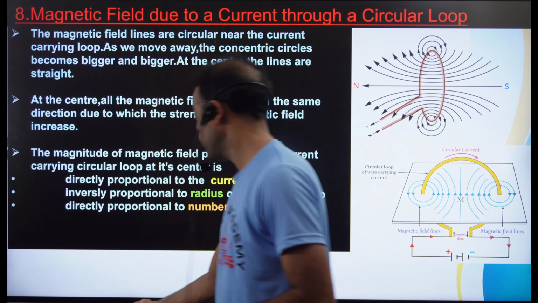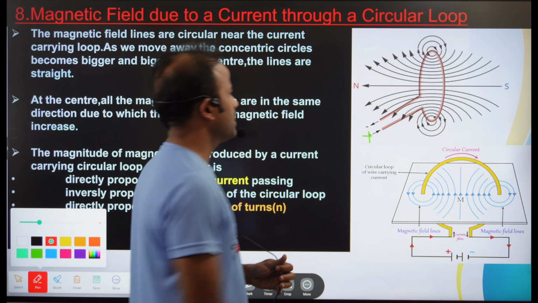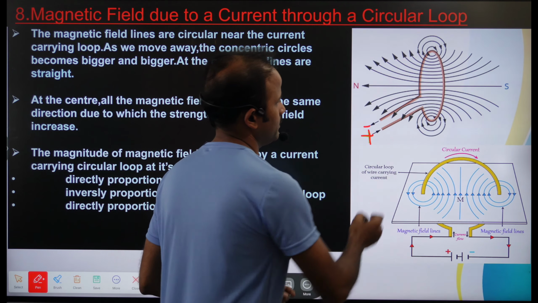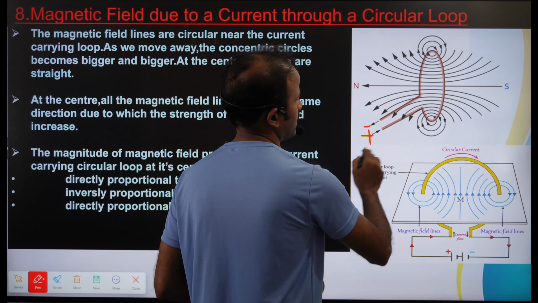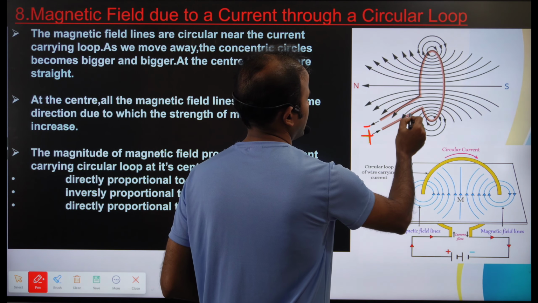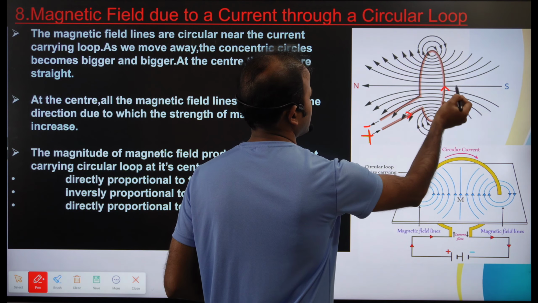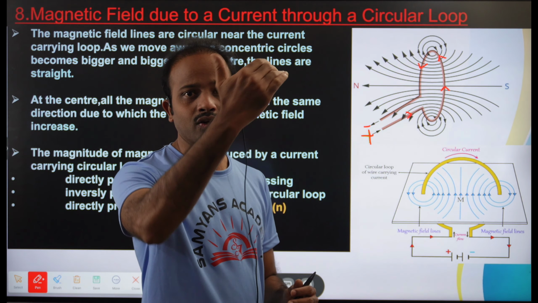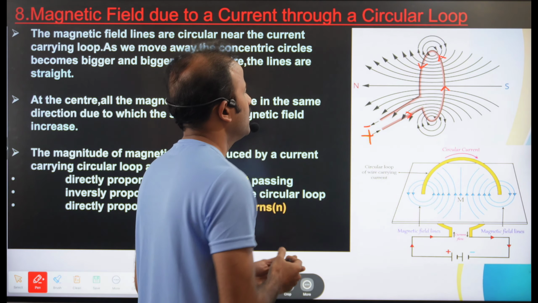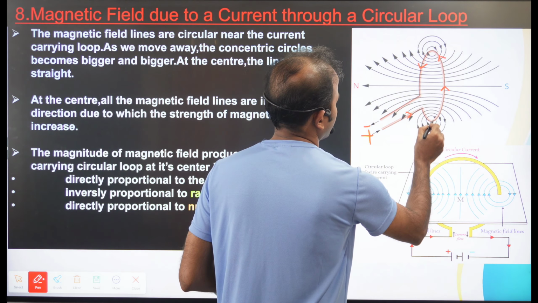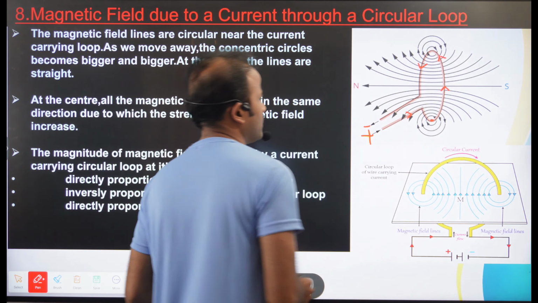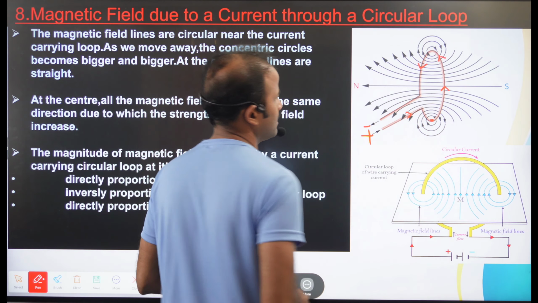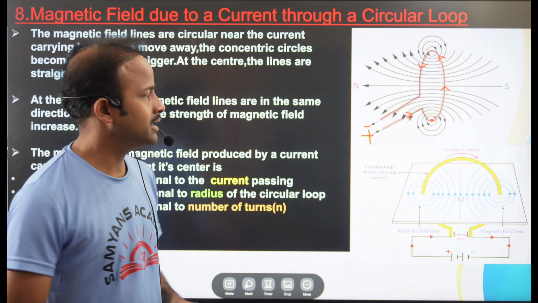Now you see, this is a plus terminal and this is a negative terminal. We connected the plus terminal of the battery and the minus terminal of the battery on this side. Then current will move from the positive terminal to the negative terminal in the anti-clockwise direction. Now how can we find the direction of the concentric circles near this current carrying conductor? By using the right hand thumb rule.